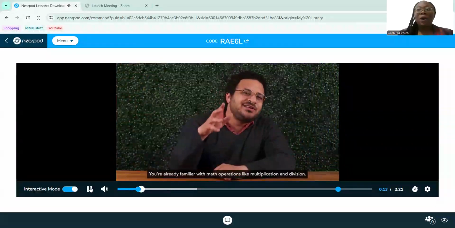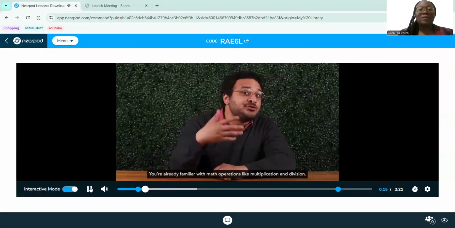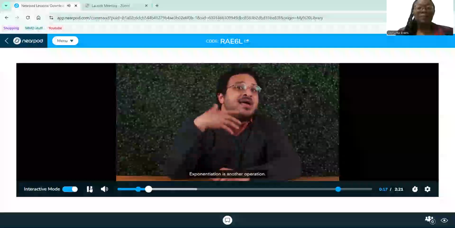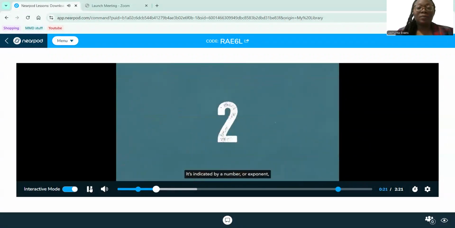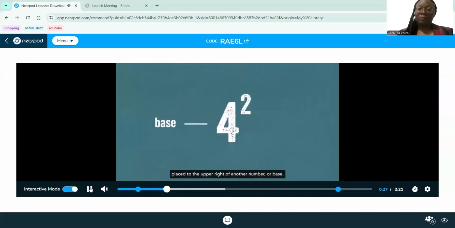What are you already familiar with? Math operations like multiplication and division. Exponentiation is another operation. It's indicated by a number, or exponent, placed to the upper right of another number, or base. The exponent tells us to multiply the base by itself a certain number of times.